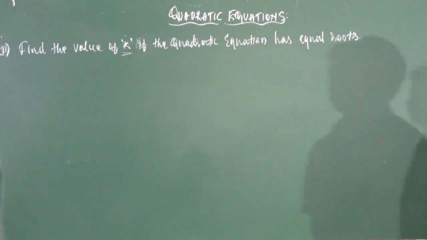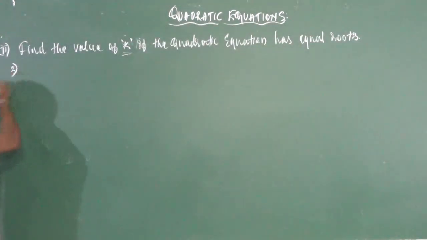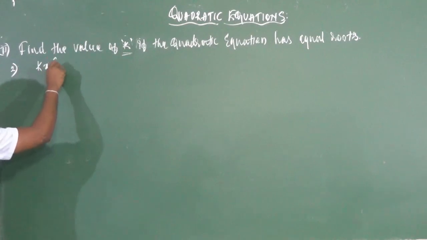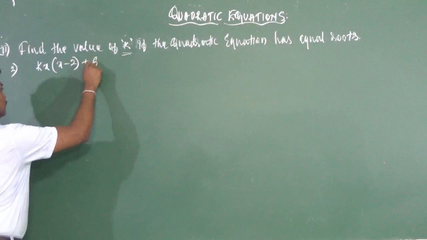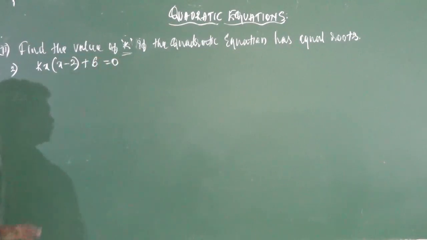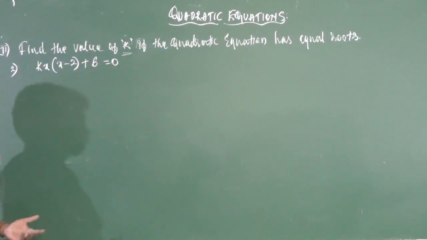Okay, we will get to the second problem for the same question. These questions are taken from the NCERT textbook for 10th standard. kx into x minus 2 plus 6 is equal to 0. So this is the second question given. We have to find the value of k if the quadratic equation has equal roots.